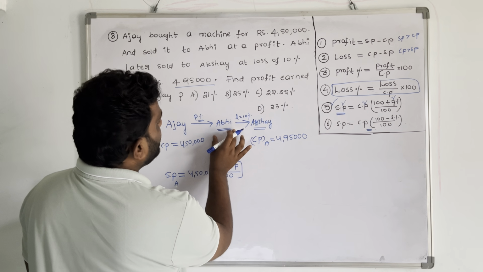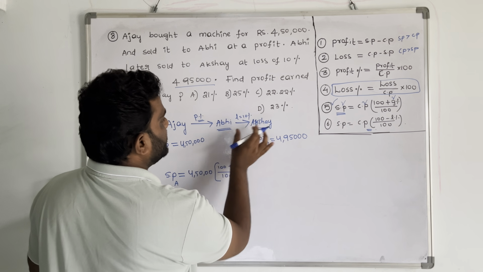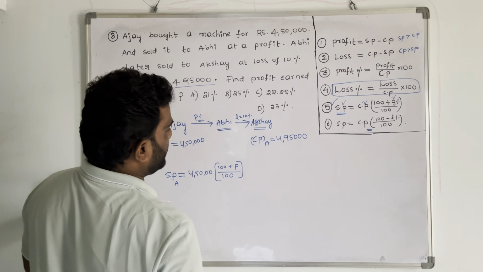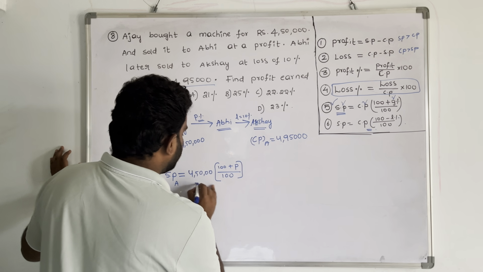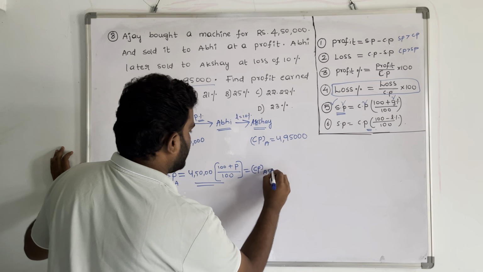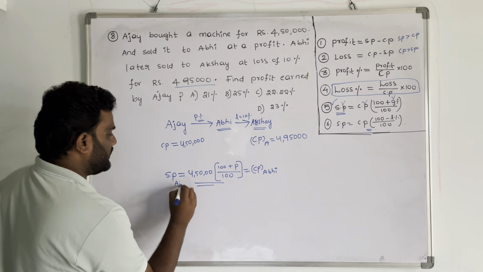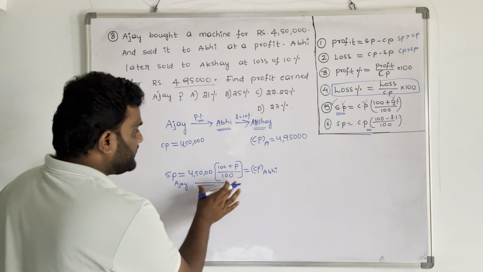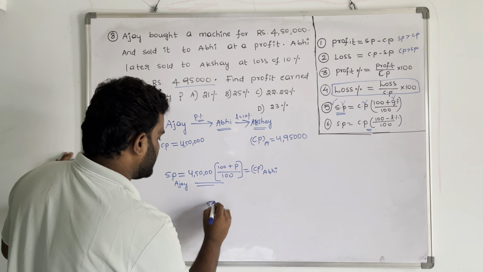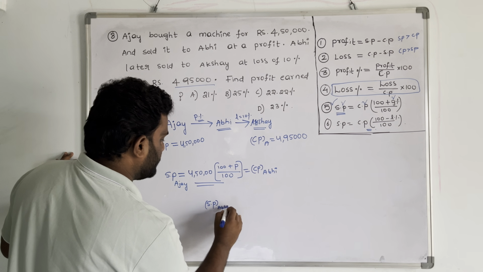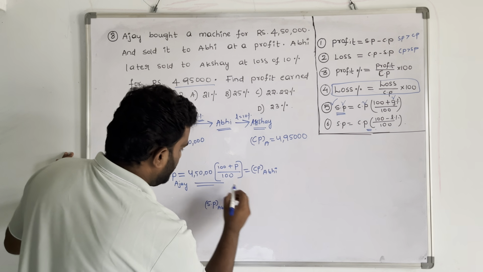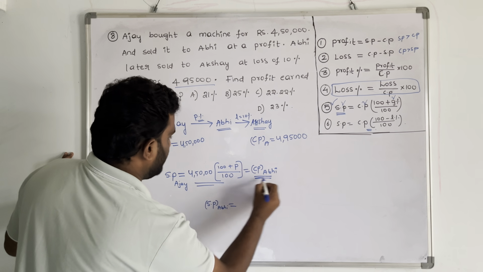So what did Abhi do again? Abhi sold it to Akshay at a 10% loss. Okay. Now what can he do? This is the selling price of Ajay and this is equal to cost price of Abhi. Now using this cost price, find the selling price of Abhi. Selling price of Abhi is equal to, what is the loss percentage given? Sixth formula. So same, cost price of Abhi means what?